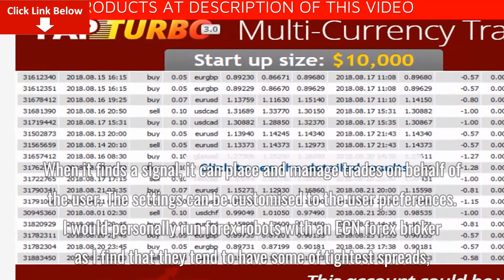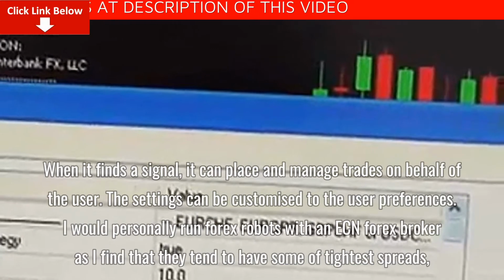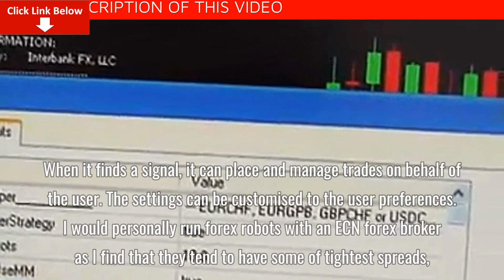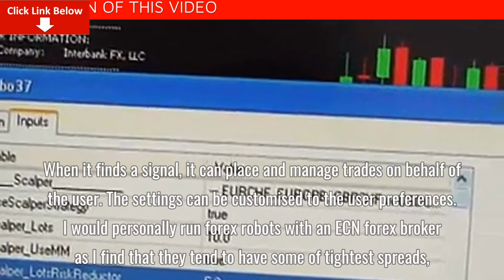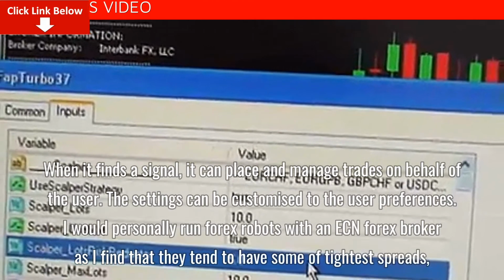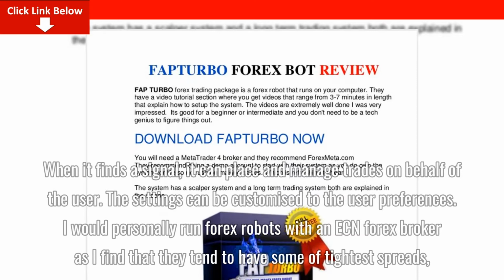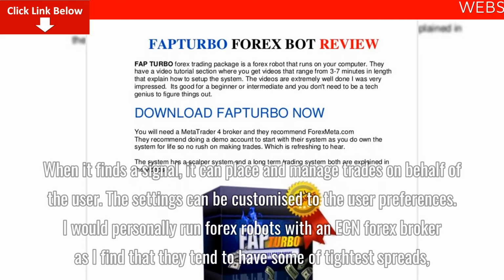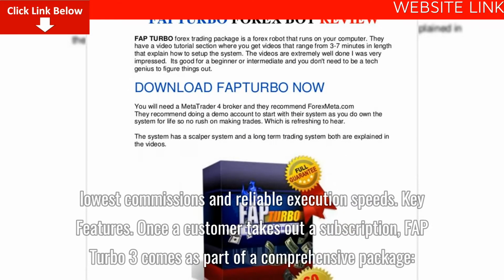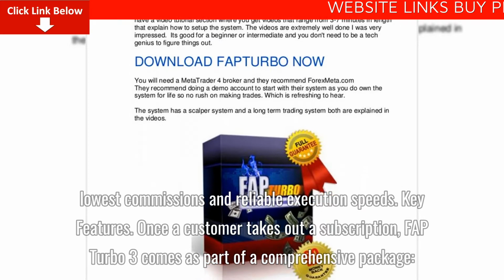When it finds a signal, it can place and manage trades on behalf of the user. The settings can be customized to the user preferences. I would personally run forex robots with an ECN forex broker, as I find that they tend to have some of the tightest spreads, lowest commissions and reliable execution speeds.